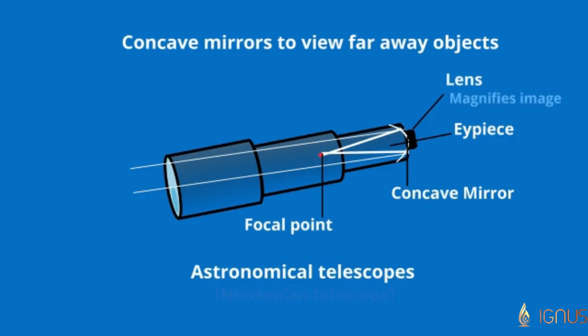This particular type of telescope is also called a Newtonian telescope, as it was Isaac Newton who first came up with this idea. Which is the lens used near the eyepiece? The lens used here is a convex lens, or the converging lens.